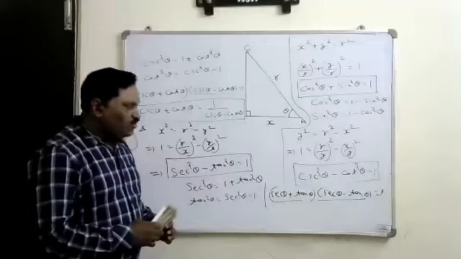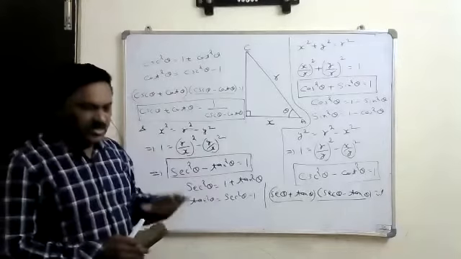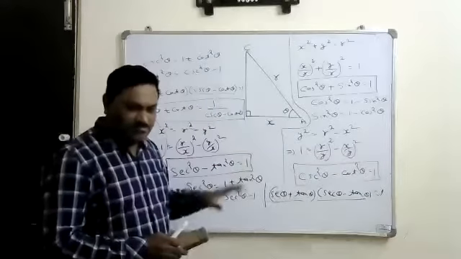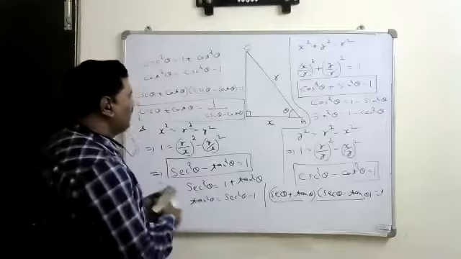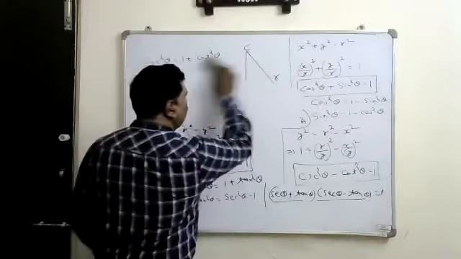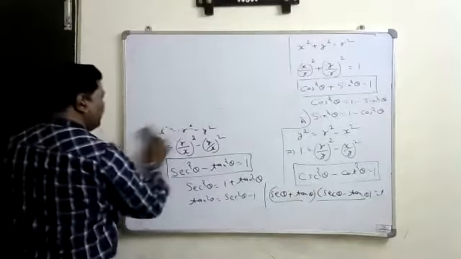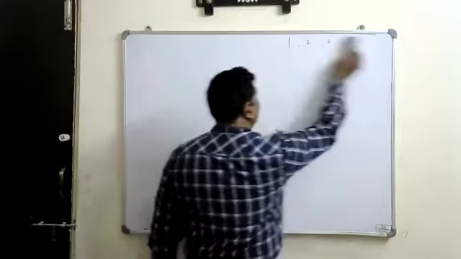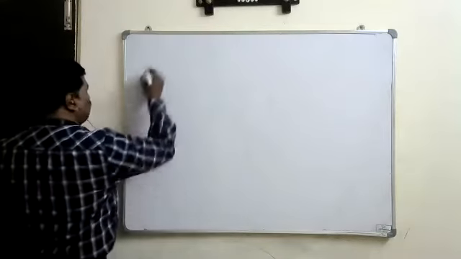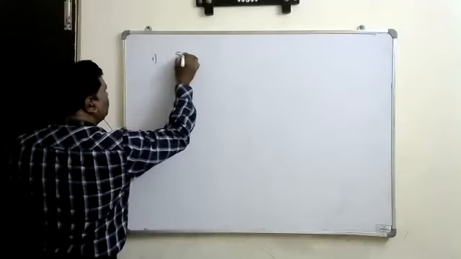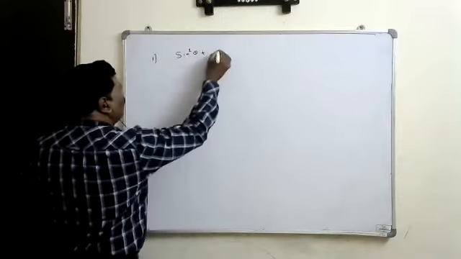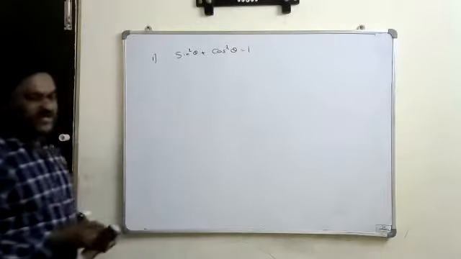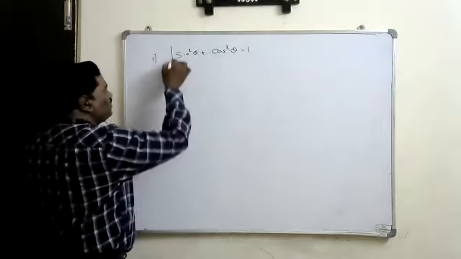So in trigonometry, these are the first basic formulas. Everyone should compulsorily remember all these formulas. Everywhere we are going to use these formulas. Okay, now keep the subheading as identities. In that, the first one: sin square theta plus cos square theta is equal to 1. It is the first identity.